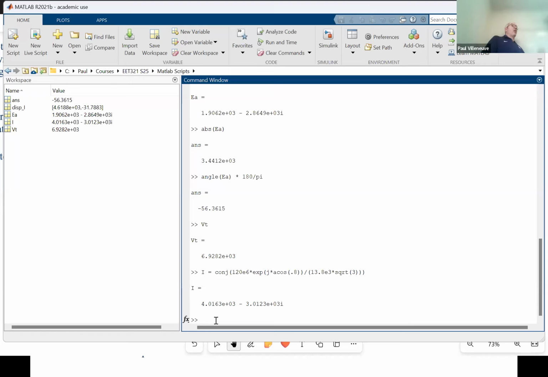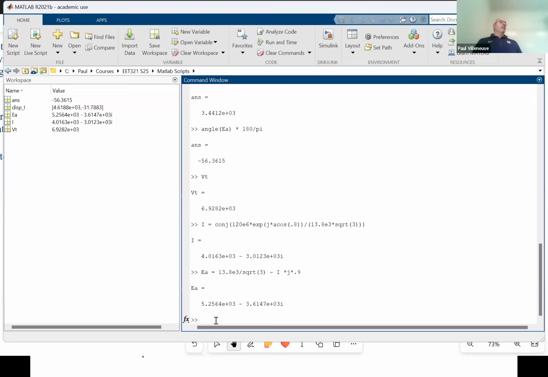So step 1, I solve for I using the power triangle. Step 2, now I'm going to use KVL to solve for EA. EA is equal to the current, or I'm sorry, the terminal voltage. So that's 13.8 kV divided by the square root of 3, because everything has to be in single phase quantities, minus the voltage drop across j0.9, I think is what it was. That gives me EA.